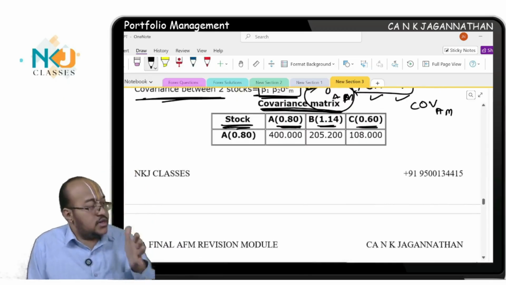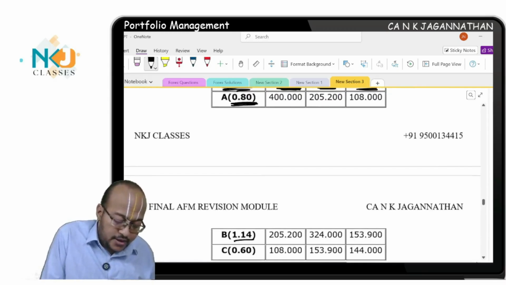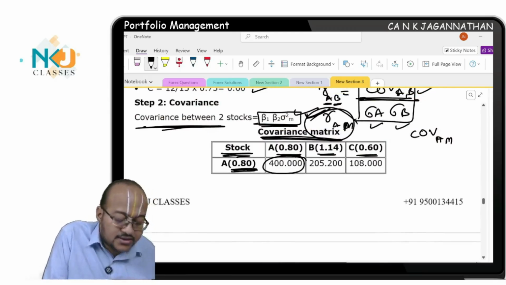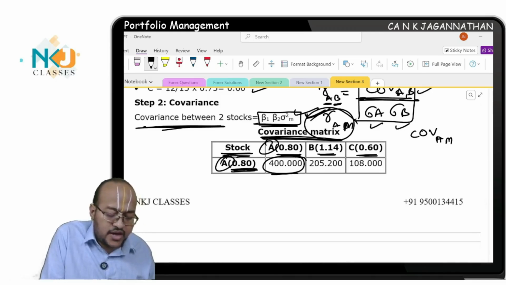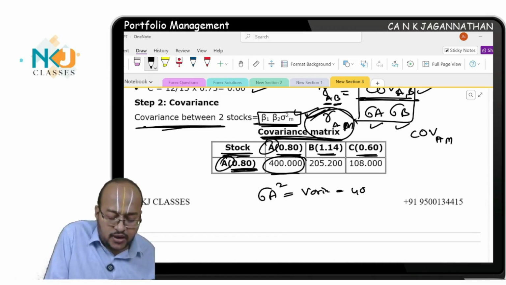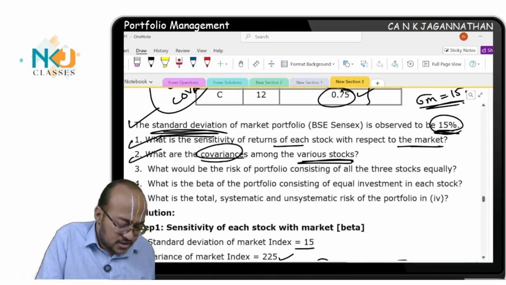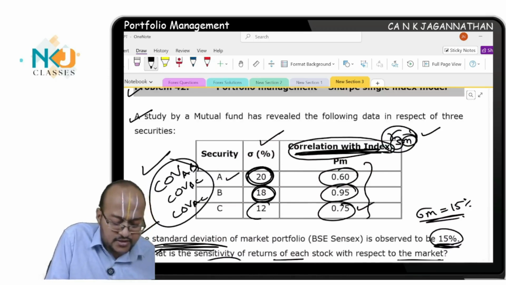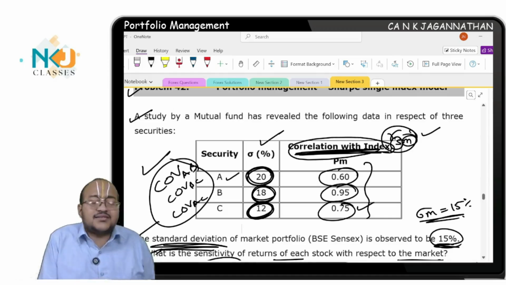Next, in the vertical column, if you notice, A is given with 0.8, 1.14, 0.6. Now, what is this 400? This is variance. Very simple. This is A, this is A. Upper, this is sigma A square, the variance of A, which is 400. So sigma A is how much? 20. Just now the question itself gives you sigma A as 20, sigma B as 18, sigma C as 12.